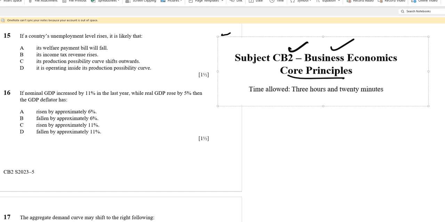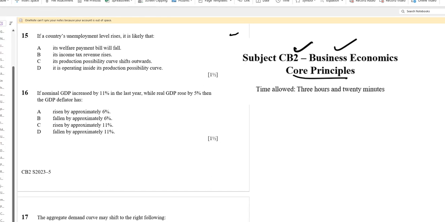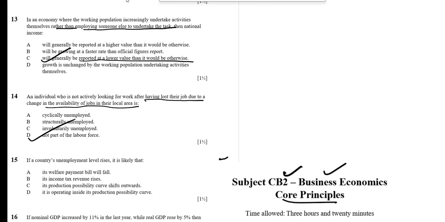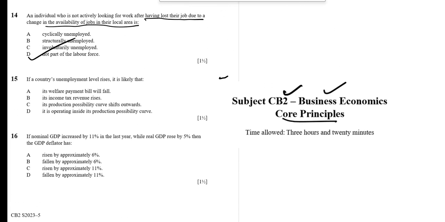Now dear students, today we are solving this actuarial science CV2 question paper. We will be solving from question number 15 today. So when the country's unemployment level rises, it is likely that it is operating inside the production possibility frontier. So this is the PPF, they are somewhere in this zone.